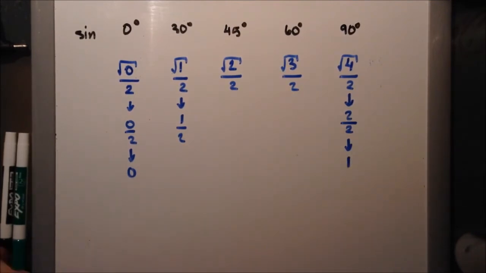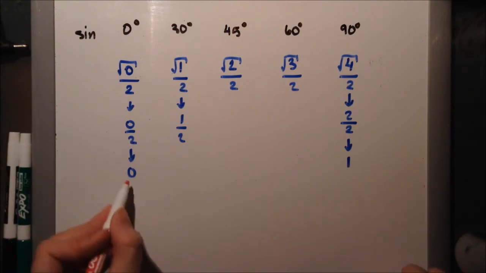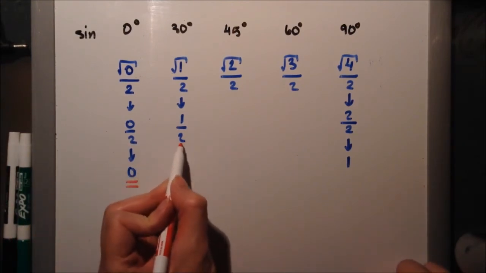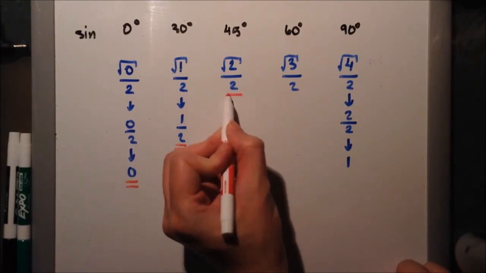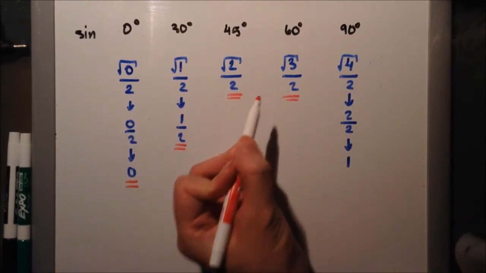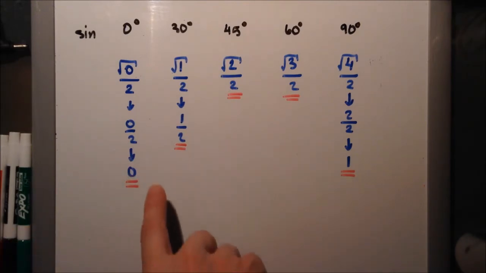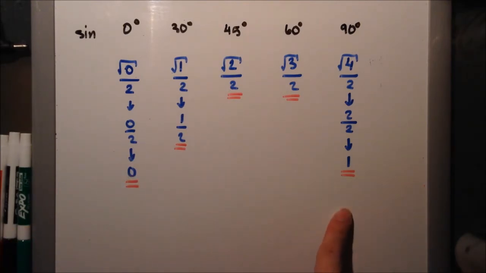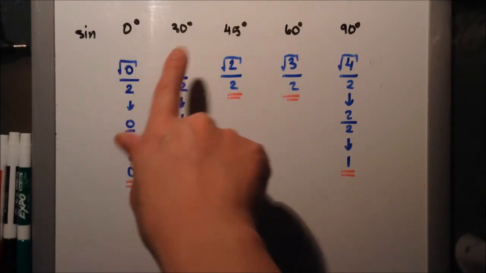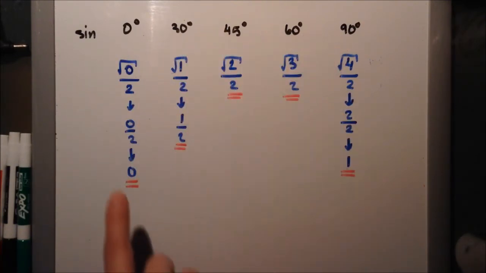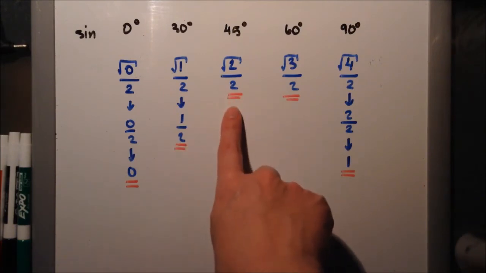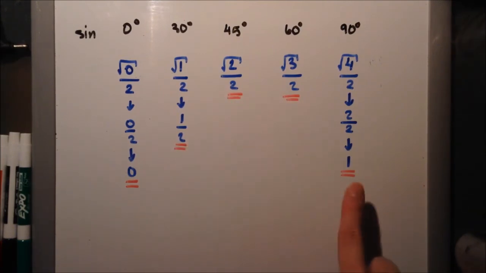So that's how you can remember the exact value for sine of 0 degrees, sine of 30 degrees, sine of 45 degrees, sine of 60 degrees, and sine of 90 degrees. The same thing can be applied for cosine, but it would be in reverse order. So again, here's the method on how to memorize the exact values that I underlined in red for sine of 0 degrees, 30 degrees, 45 degrees, 60 degrees, and 90 degrees: 0, 1/2, square root 2 over 2, square root 3 over 2, and 1.